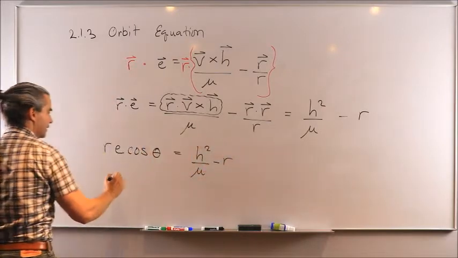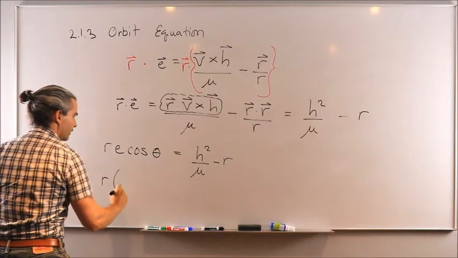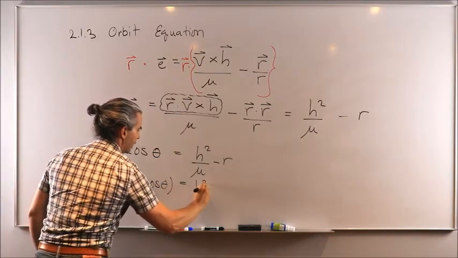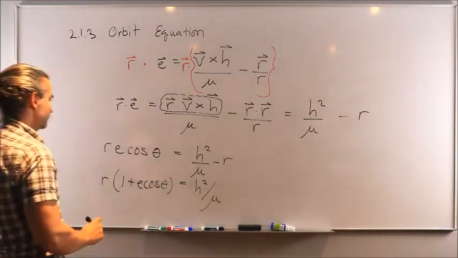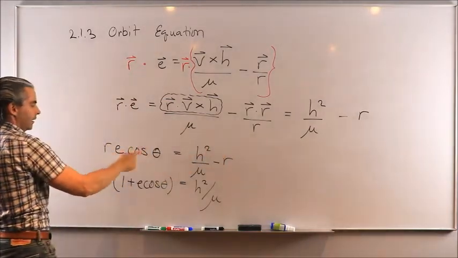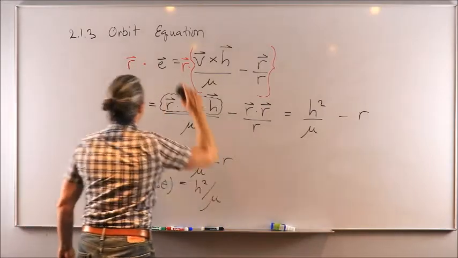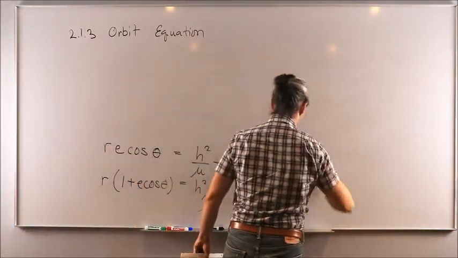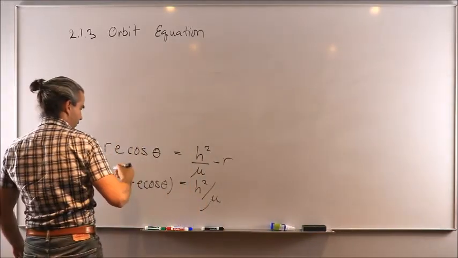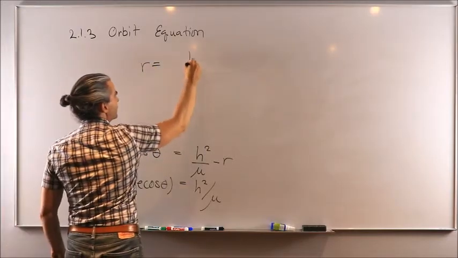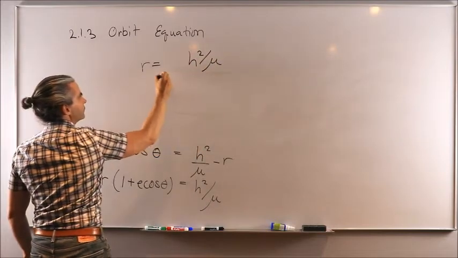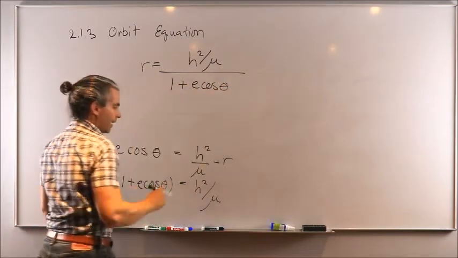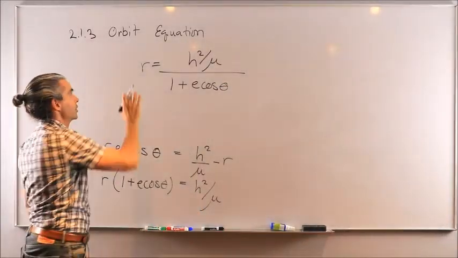So I'm going to pull this r on the left-hand side, and I'm going to write that r times (1 plus e cos theta) is equal to h squared over mu. All I did was pull this r on this side and solve for it, and I got this equation. So next, I'm going to finally solve for r on its own by saying that r is equal to h squared divided by mu, all of this divided by (1 plus e cos theta). And ladies and gentlemen, you did it, okay? You solved for the orbit equation.